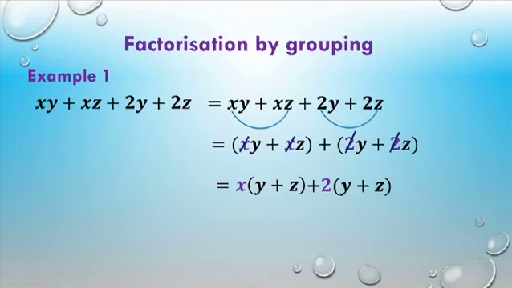So now look at this line. You can see that y plus z is common to both terms. So I take y plus z outside and I'm left with x plus 2. So you can see that we have used factorization of two terms as well as factorization of compound factors to factorize what we call 4 terms.